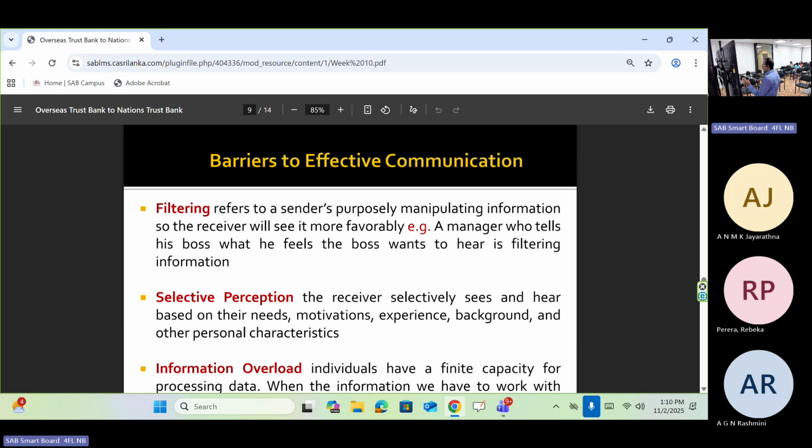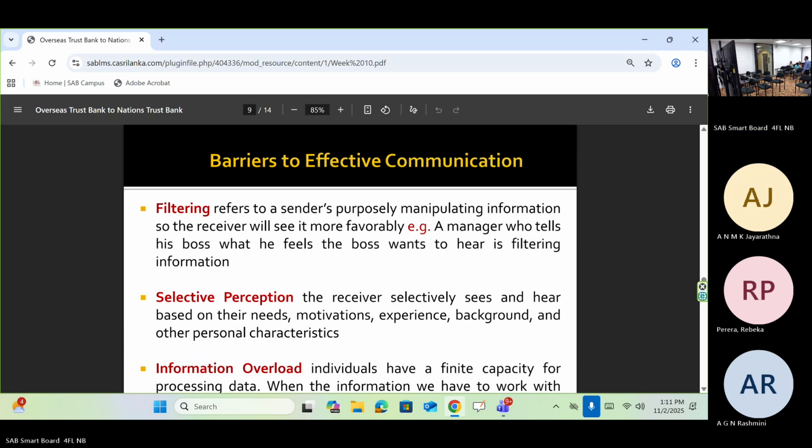One is filtering. This happens actually from the sender side. The sender tries to manipulate the information, the message, in favor of him or her. That is called filtering, filtering the message or distorting the message. As an example, a middle or lower level manager tries to send a message to the boss in order to satisfy him, the boss. It is an intentional distortion of the message. The sender knows that if the message is sent to the boss in this manner, the sender may get a lot of advantages.